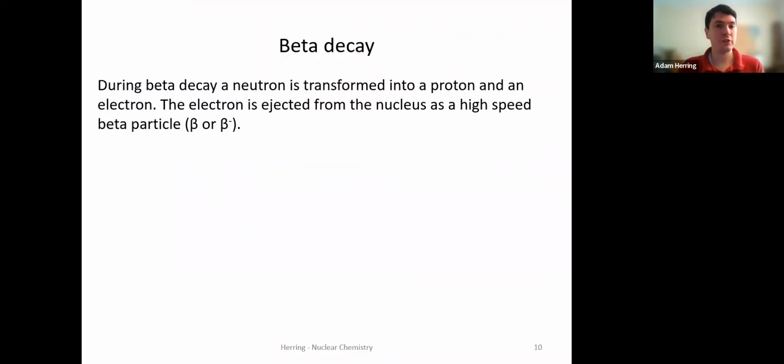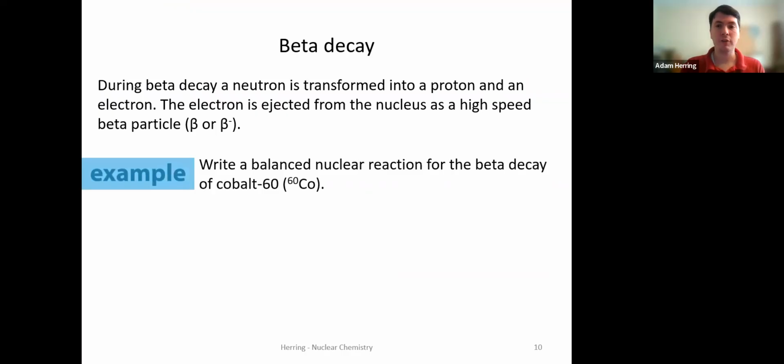Let's now turn our attention to beta decay. This is where we are taking a neutron within the nucleus of an atom and converting it into a proton and an electron. The electron is then ejected from the nucleus at a very high speed. So for example, we could write out the balanced nuclear reaction for the beta decay of cobalt-60.